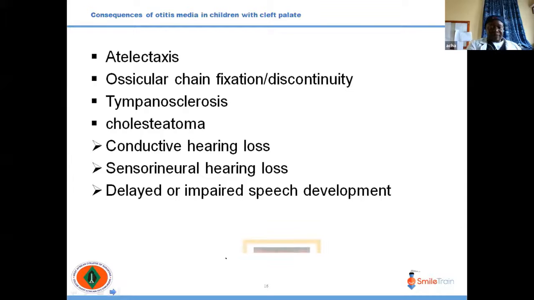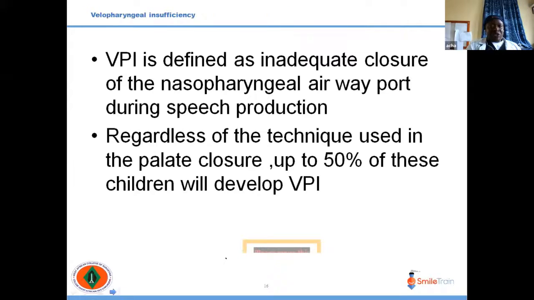So the other condition that is quite common in children with cleft palate is what we call velopharyngeal insufficiency. Between the nasopharynx and the oropharynx, in normal people, there is what we call a velopharyngeal valve.